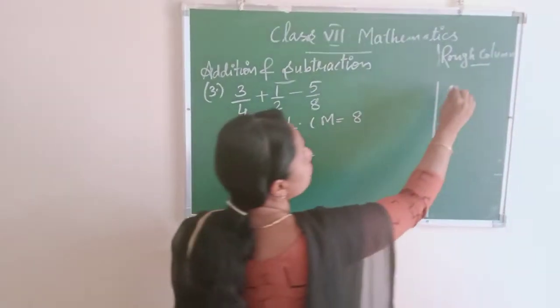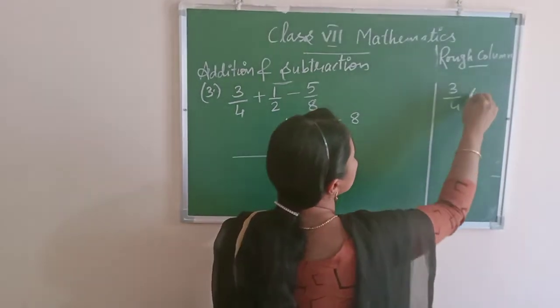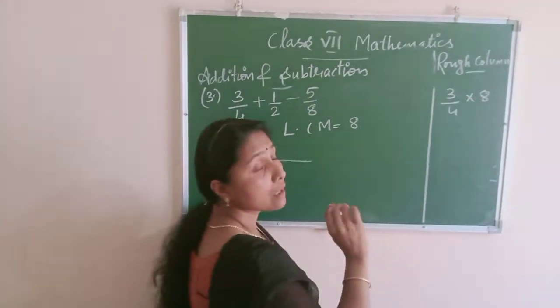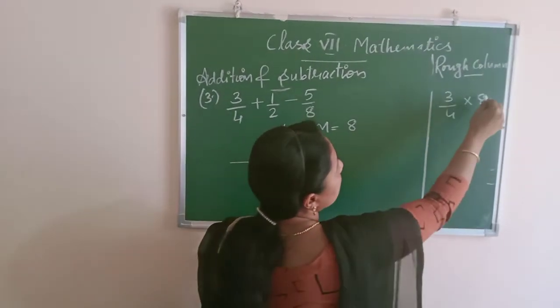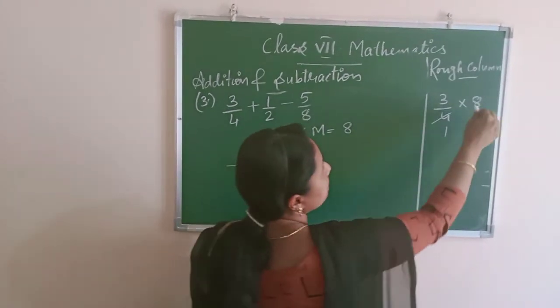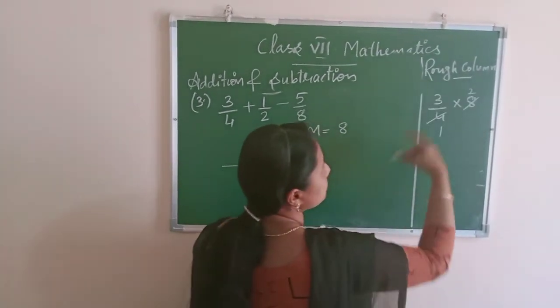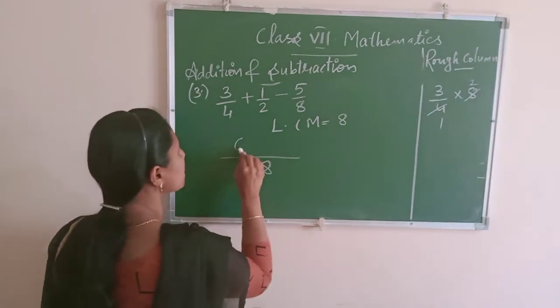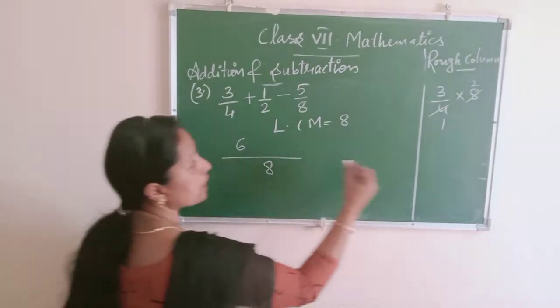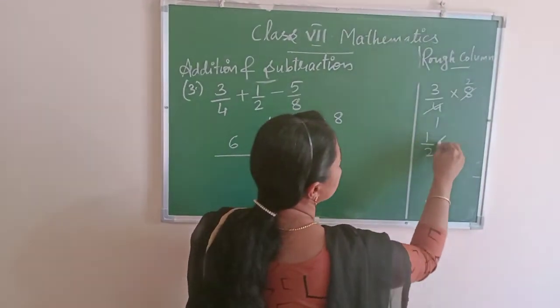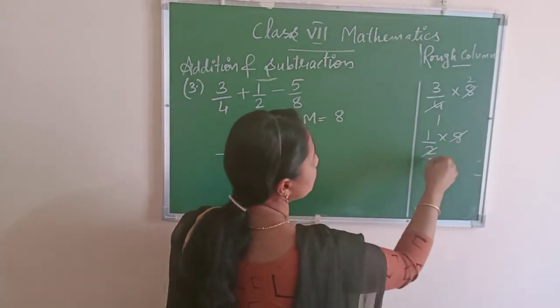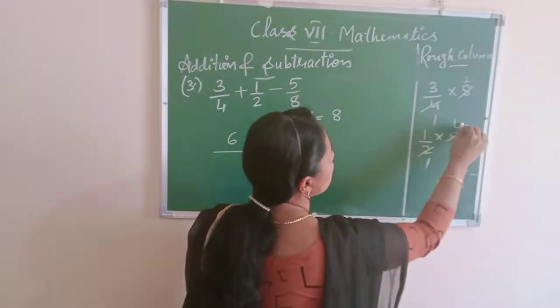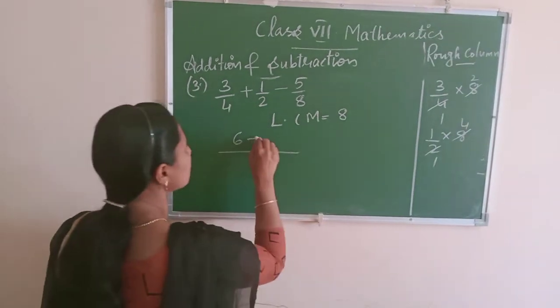After finding the LCM, take the LCM as the common denominator and change the numerators also. First one, 3 upon 4 fraction, multiplied by its denominator, multiplied by its LCM. So 4 divided by 4, 1 will come, 8 divided by 4, 2 will come. 3 into 2, 6. First numerator you got. Same way the second fraction, 1 upon 2 multiplied by the LCM, 8. 2 divided by 2, 1, and 8 divided by 2, 4. 1 into 4, 4 will come.